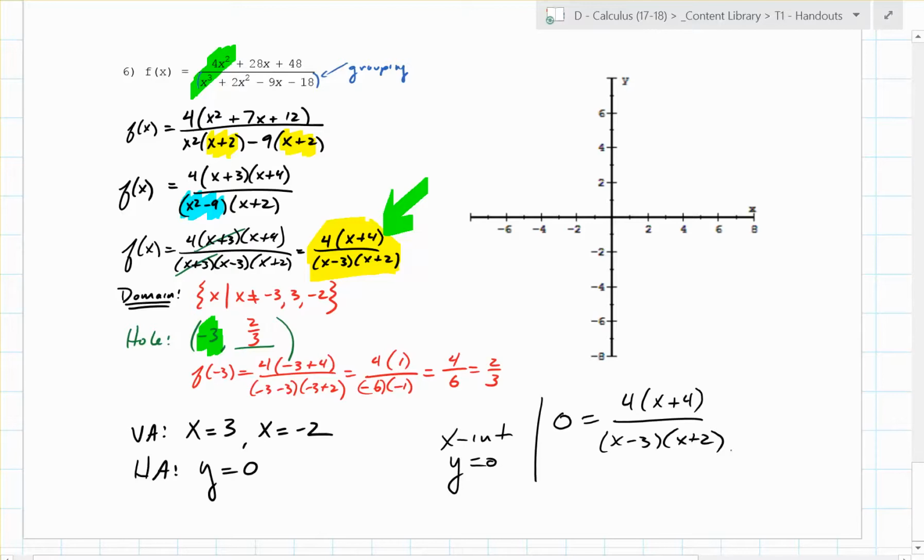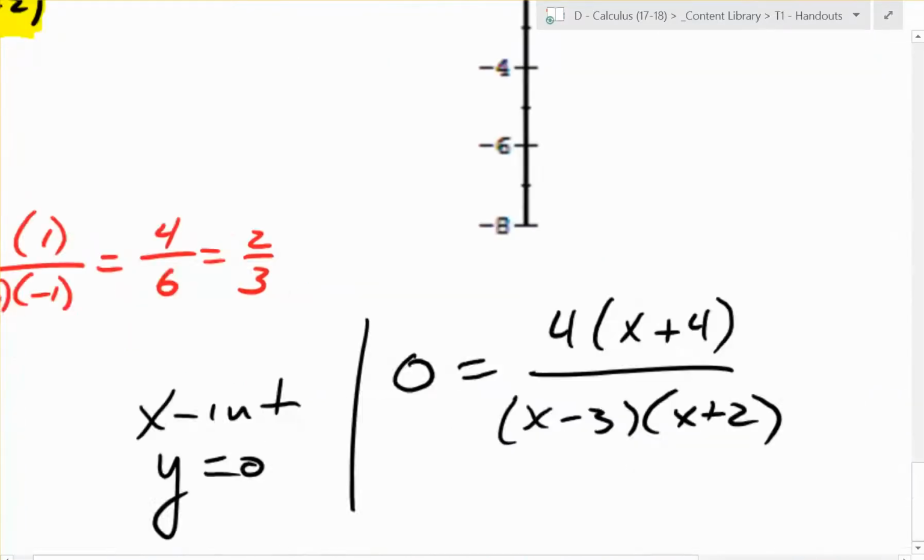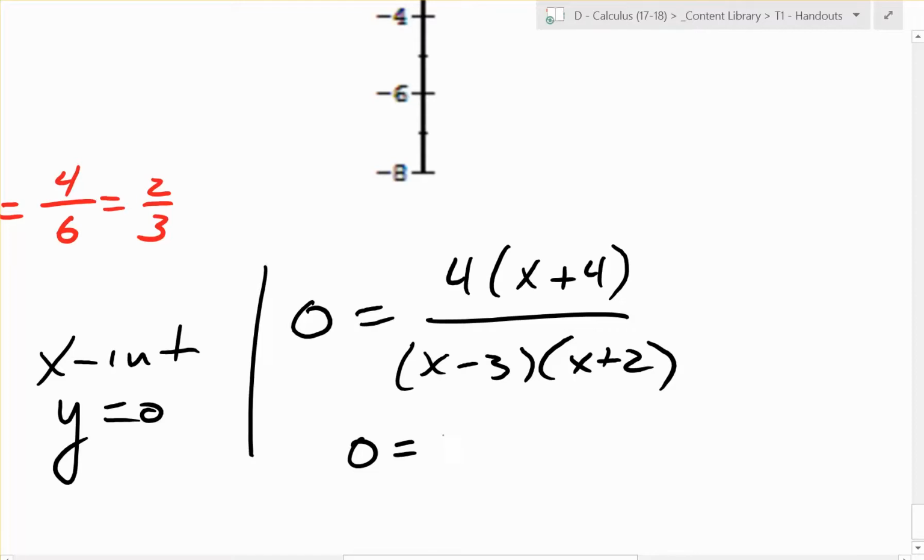0 over something, right? Not 0. So 0 in the numerator. So you're solving what here? What do you solve? 0 equals 4 parentheses x. Yes. So what does x have to be? Negative what? Yeah, negative 4.